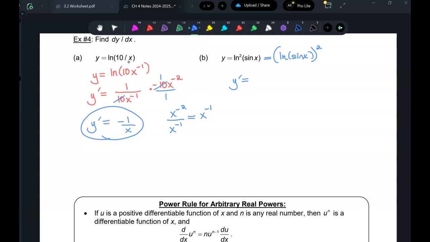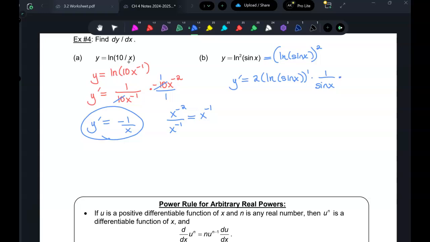So first thing we're going to do is take the 2 down. Everything inside stays the same to the first power. That's step 1. This is a 3-step chain rule because we have a squared, we have a natural log, and we have a sine. Now the next step: pretend the 2 isn't there. 1 over sine x. Why? Because the rule for natural log is 1 over whatever we're taking.